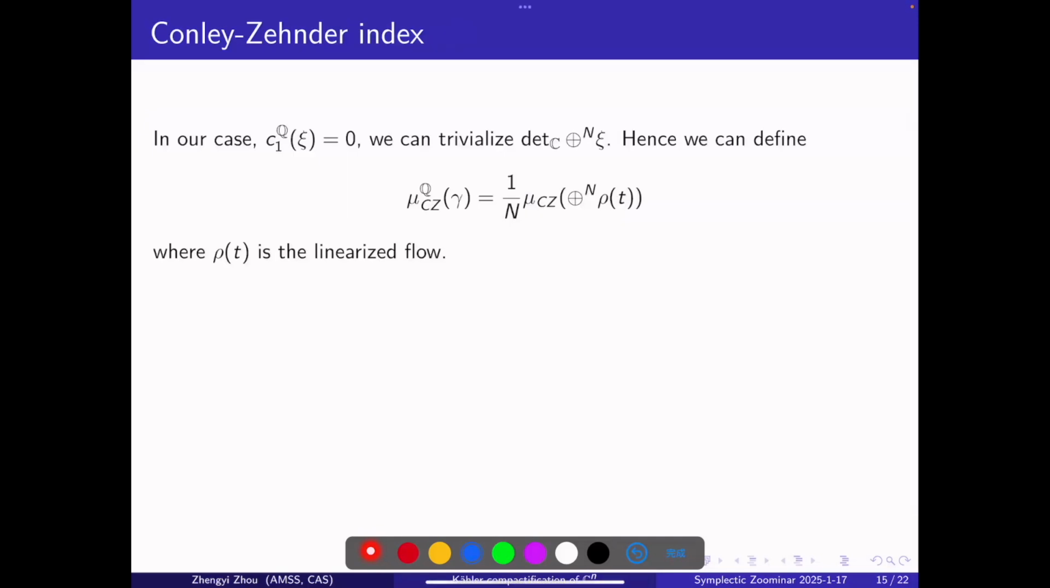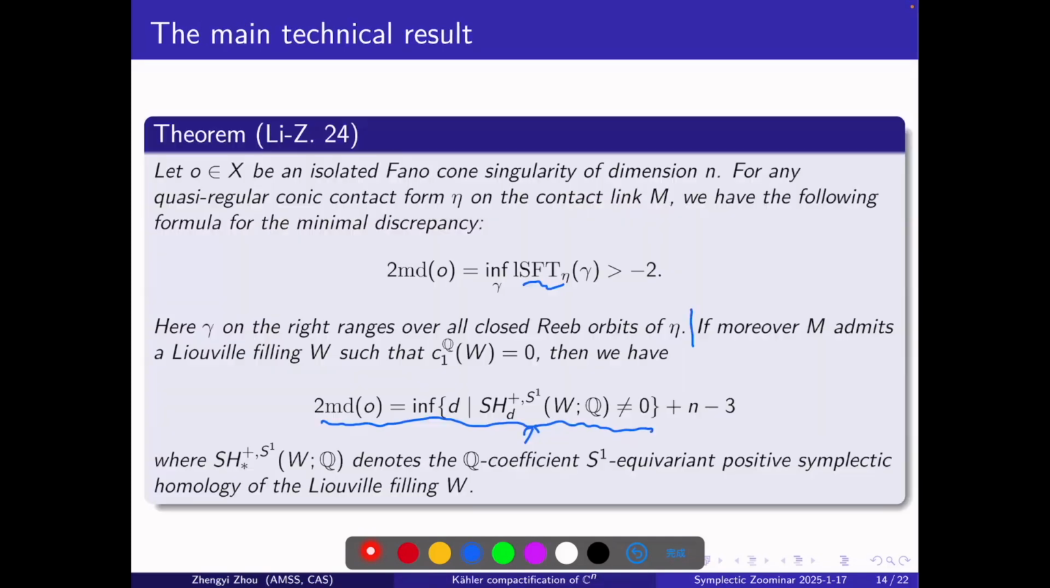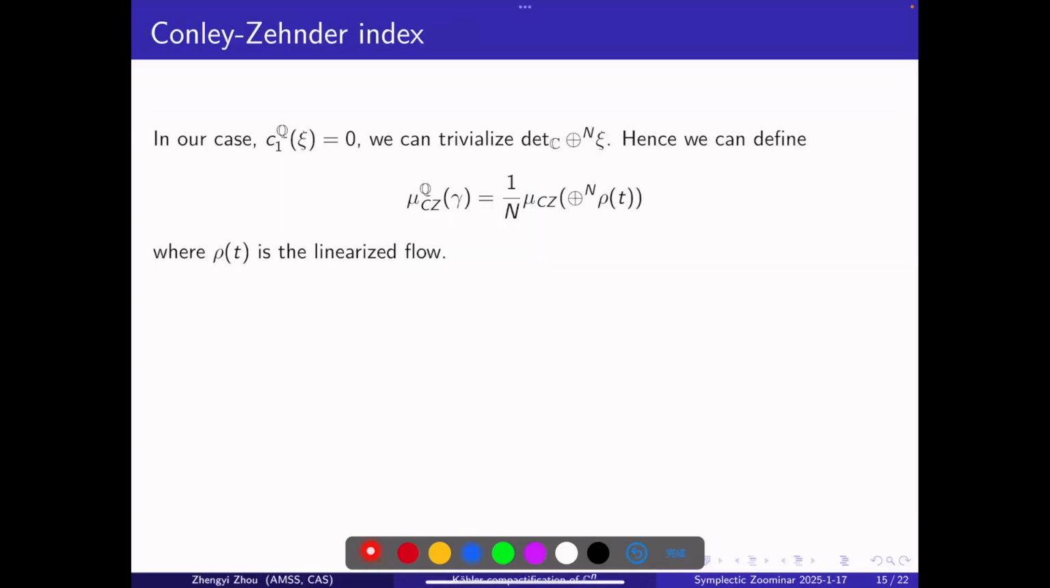So before we dig into this theorem, let me first recall some basic concepts, because as I said, the minimum discrepancy from the definition, you can see all these a_i are just rational numbers. So my SFT number and the Conley-Zehnder number has to be rational as well. So let me first recall what's the definition of a rational Conley-Zehnder index.